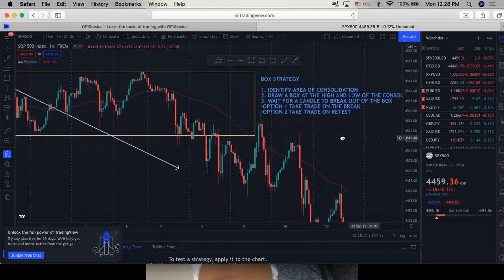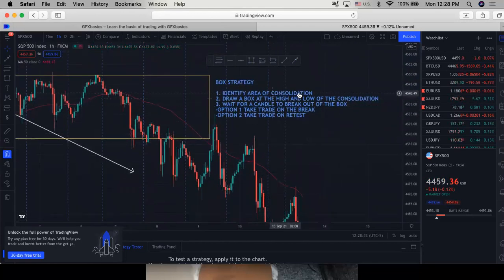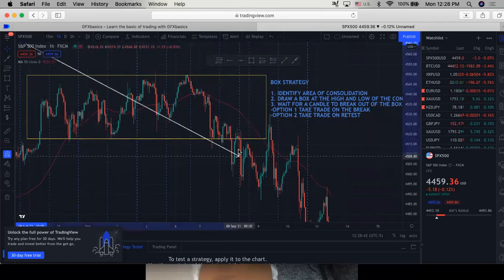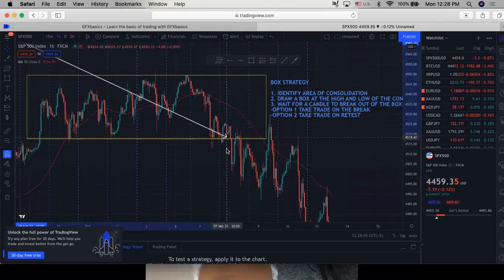Identify an area of consolidation, draw a box at the high and the low of the consolidation. There's our box at the high and there it is at the low. Wait for a candle to break out of the box. Boom, there's the break right here. And then you have two options. Option one, take the trade, get into the trade. Option two, take the trade on the retest.